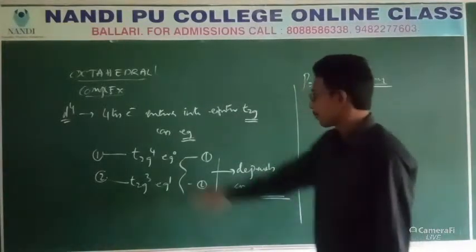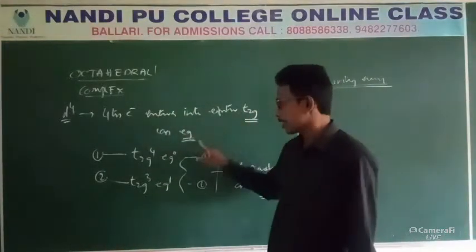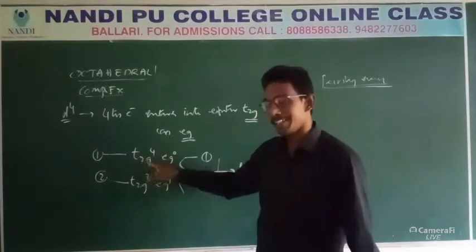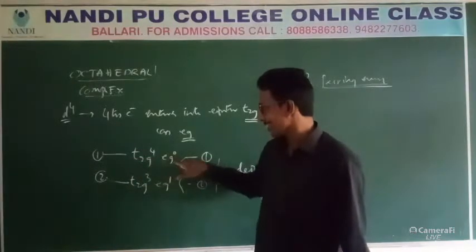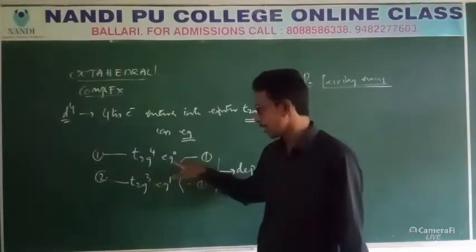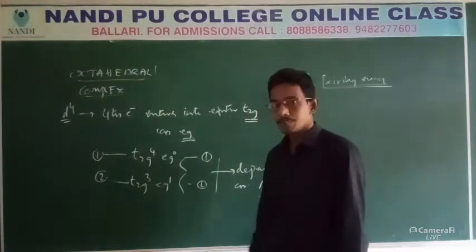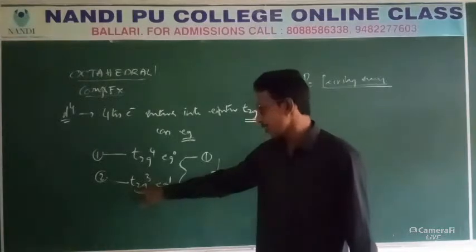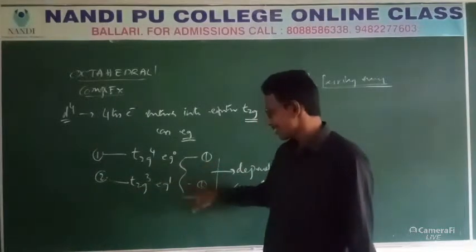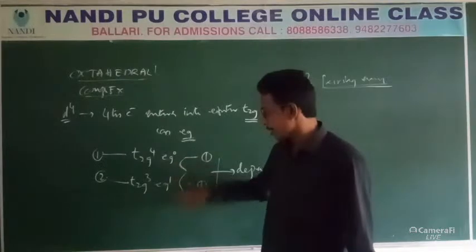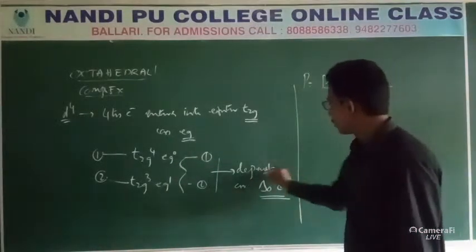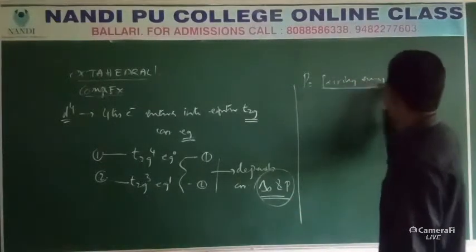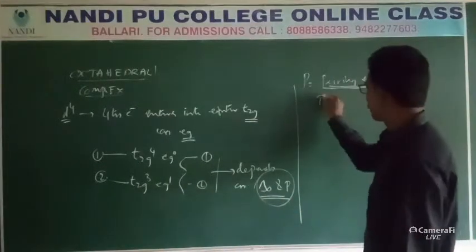Note down, children: the fourth electron enters into either T2G or EG. First probability, if it enters the T2G orbitals, T2G 4, EG 0. This is one probability. If the fourth electron enters into EG, then T2G 3, as usual EG 1. So this concept depends on delta O and P. What is P? Pairing energy. What is pairing energy? Note down, children.